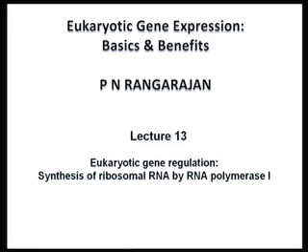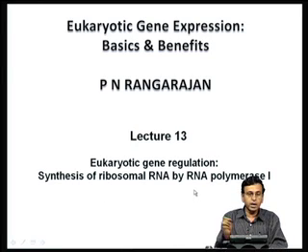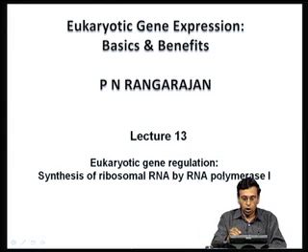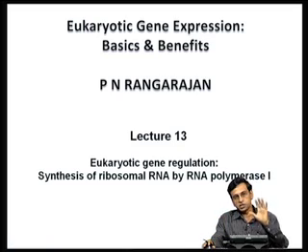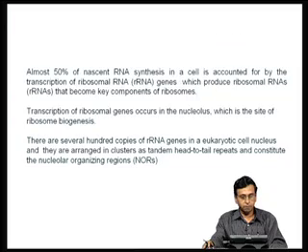So, in the first 12 lectures we confined ourselves to only RNA polymerase II and the regulation of protein coding genes. In this class today we are going to talk about the regulation of ribosomal RNA synthesis, how ribosomal DNA is transcribed, or how RNA polymerase I activity is regulated inside the cells. So, eukaryotic gene regulation, synthesis of ribosomal RNA by RNA polymerase I, how RNA polymerase I makes ribosomal RNA and how its activity is regulated inside the eukaryotic cells is going to be the crux of today's lecture.